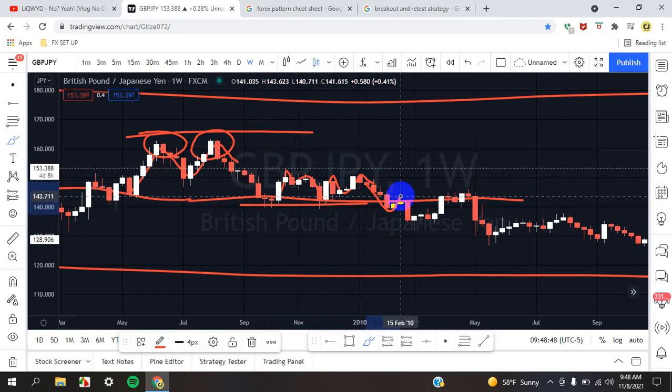Market dropped down once, retest. Market dropped down twice, retest. Market dropped down 3 times, retest. And now we can see that market's working its way back up.